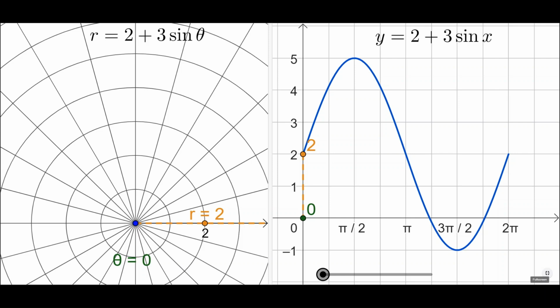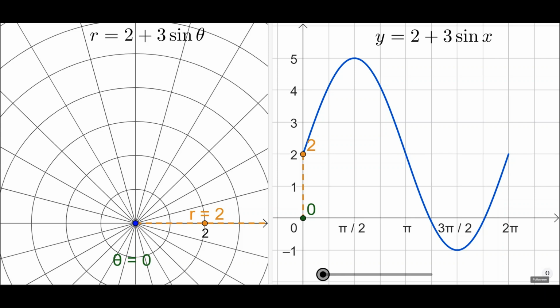The very first point on our graph has an x value of 0 and a y value of 2. That means the very first point on our polar graph has an angle of 0, which means it's on the positive x-axis, and a radius of 2. So it's going to be on the x-axis 2 units away from the origin.